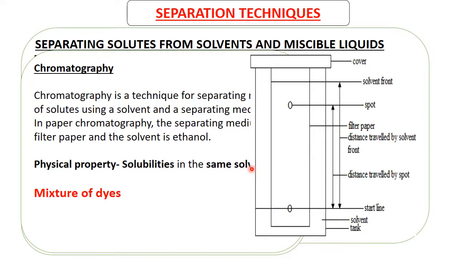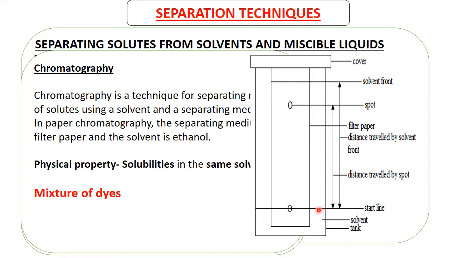Here is the apparatus for chromatography. The outer part is called the tank. It's just a tank containing a solvent and a filter paper. Of course, the filter paper is this here. This whole thing is a filter paper, and on the filter paper we draw a line where we're going to put our sample, called the start line.